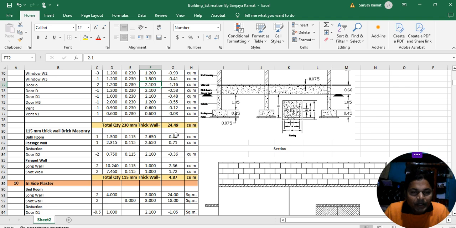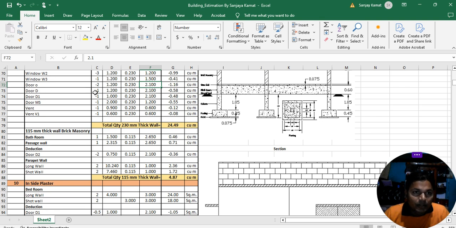You can say quantity or volume. Okay, quantity. And this last column will be used for the unit. Unit, volume always should be in cubic meter, so don't be confused. Okay, so now we are working for door D.